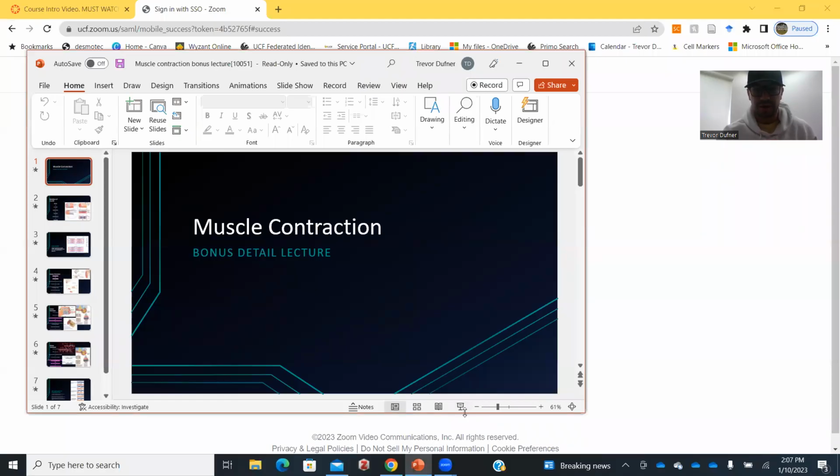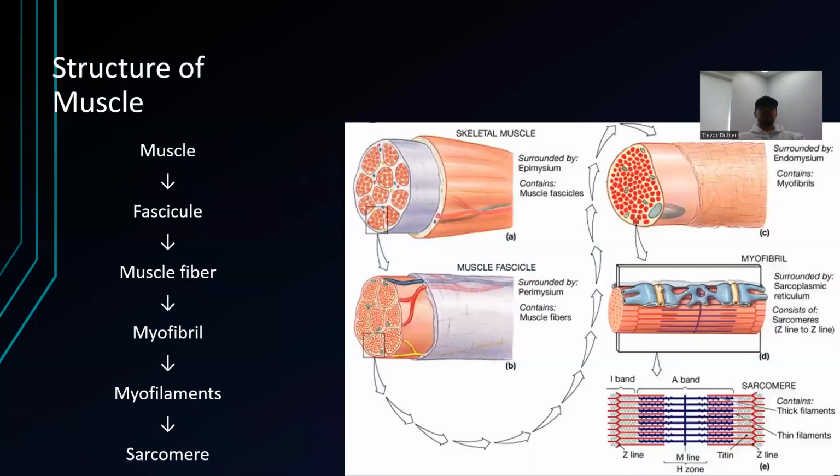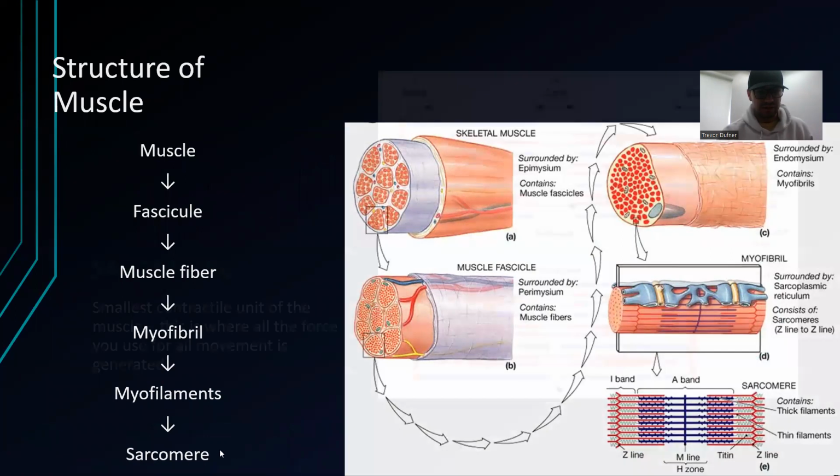All right, so muscle contraction, right? Bonus detail lecture. So what we're going to be talking about here is just what is occurring, right? And so basically we're going to start here again, the structure of the muscle. So the muscle fascicle, muscle fiber, myofibril, myofilaments, and then sarcomere. If you want to think about this, you can think about this in reverse fashion as well, right? You can think about it like the force is being produced here in the sarcomere.